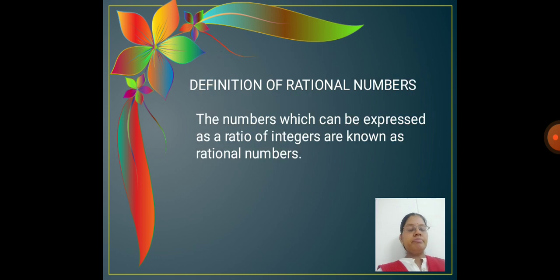First, let us see the definition of rational numbers. The numbers which can be expressed as a ratio of integers are known as rational numbers. So, first, you know what rational numbers are? Now, as we are going to introduce the index with a rational number, a raised to the power 1 by n, we will see how to solve the sums.